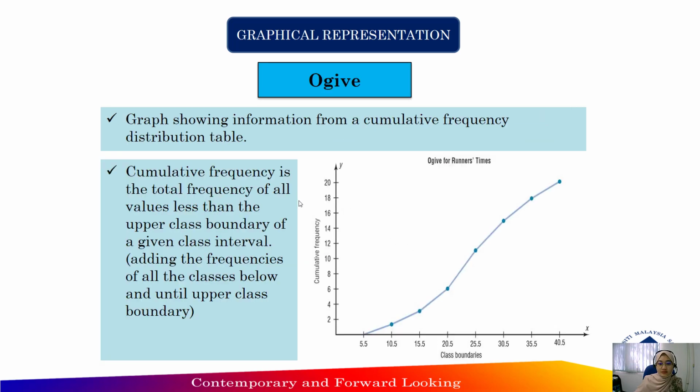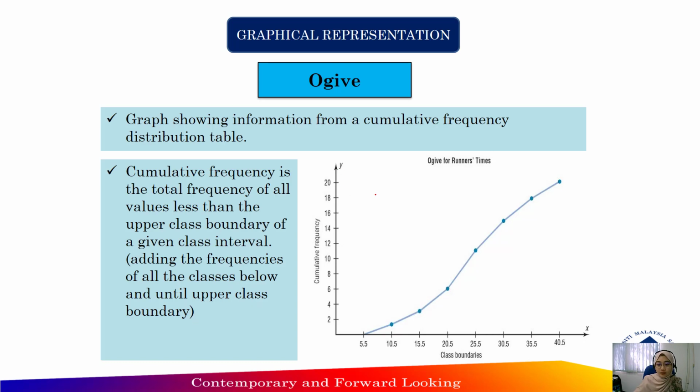The last graphical representation we will learn is the ogive. An ogive is a graph showing information from a cumulative frequency distribution table. A cumulative frequency is the total frequency of all values less than the upper class boundary of a given class interval, adding the frequencies of all the classes below and up to the upper class boundary.